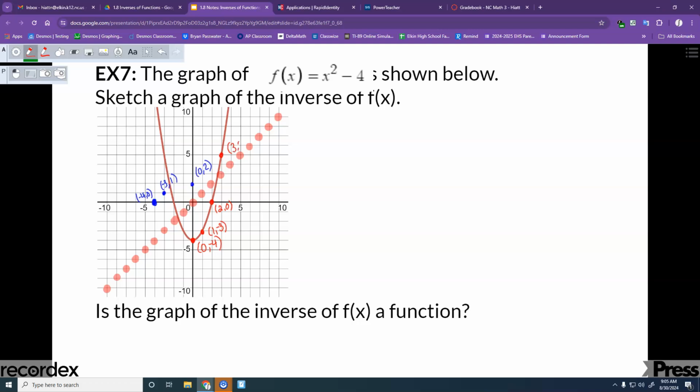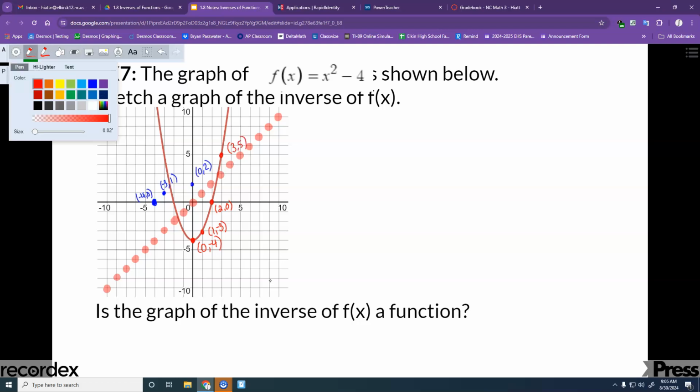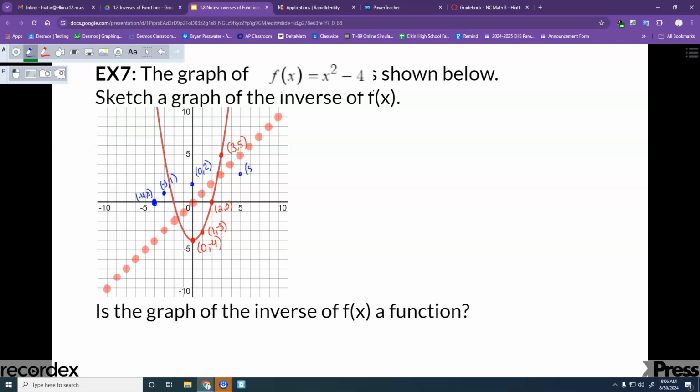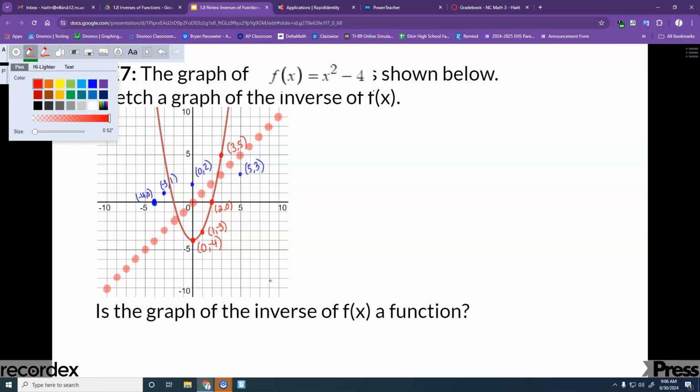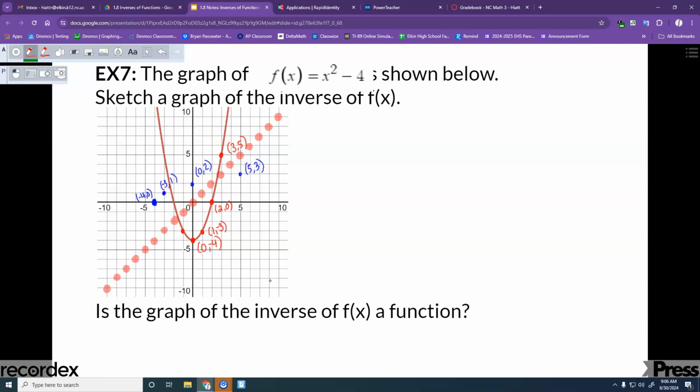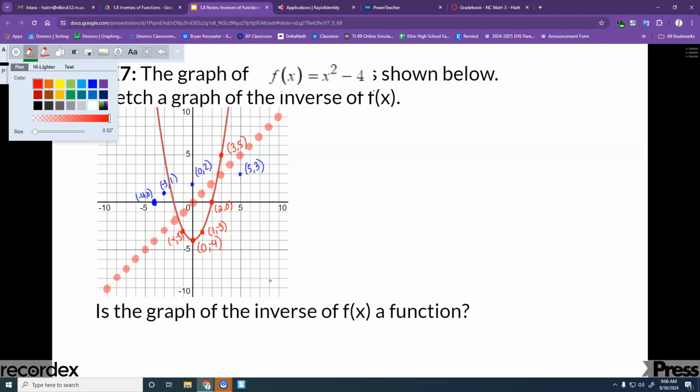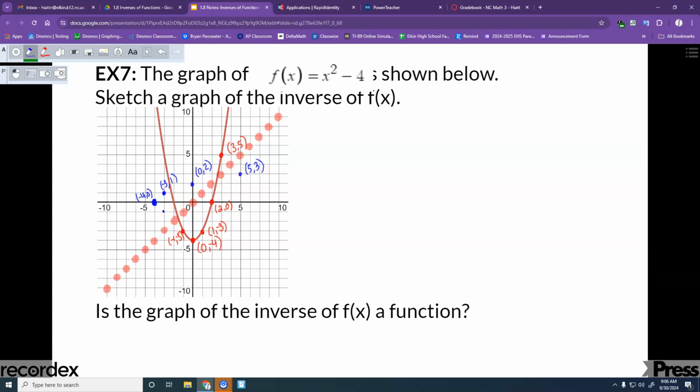All right, so we got 3, 5. What's that going to be? 5, 3. So 5, 3. Okay, let's try some points from over on this side. I've got the point right here. That one is -1, -3. So that's going to be -3, -1 right here. I'm starting to see sort of what's happening. It's sort of like this has been turned on its side.